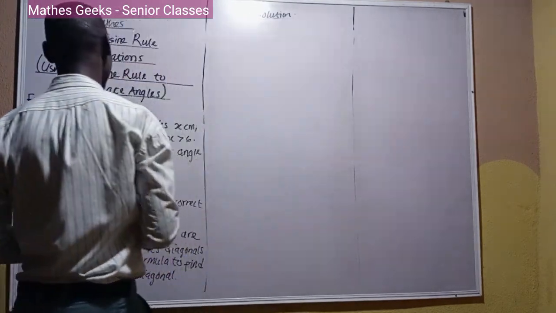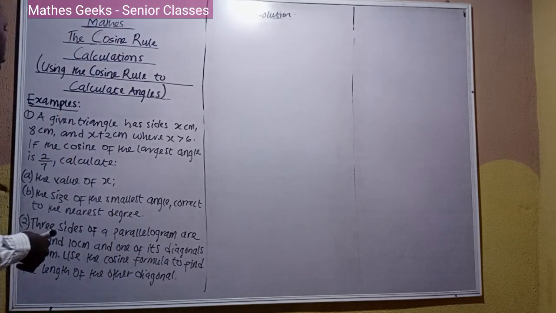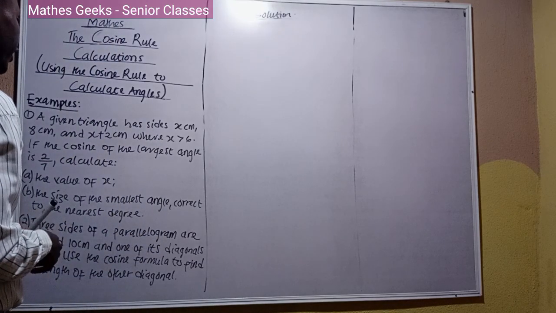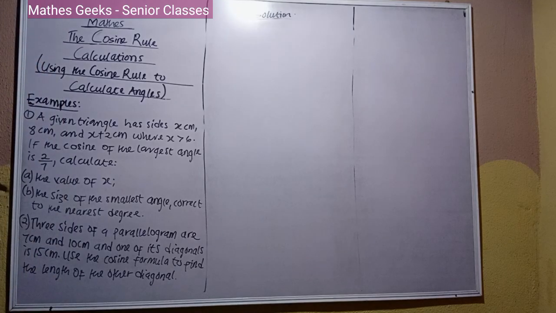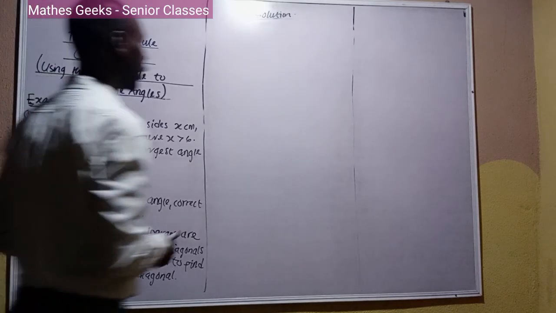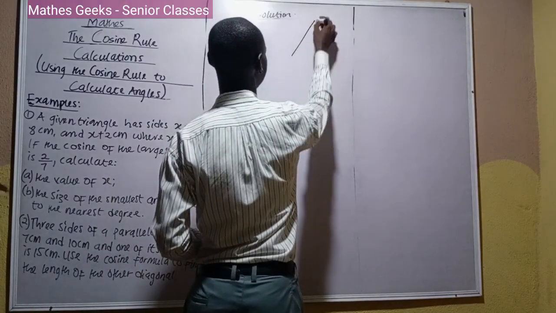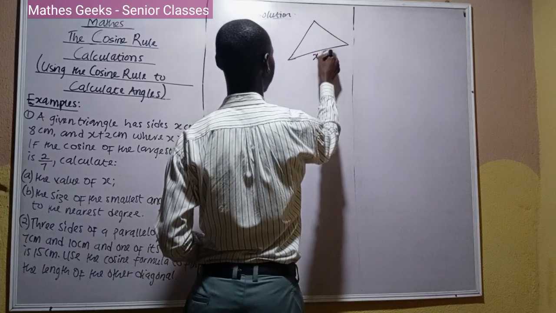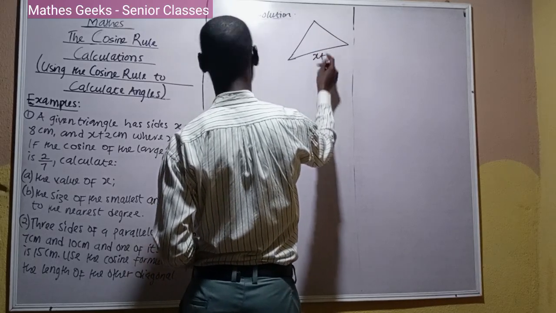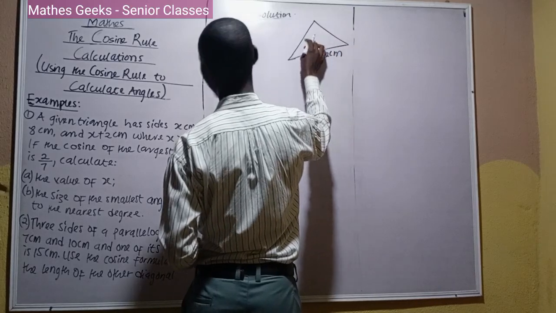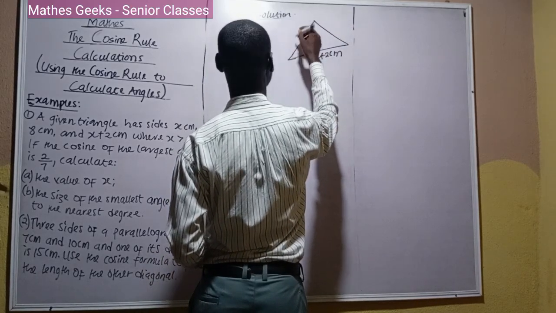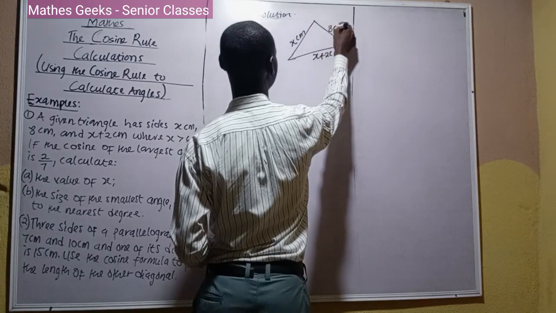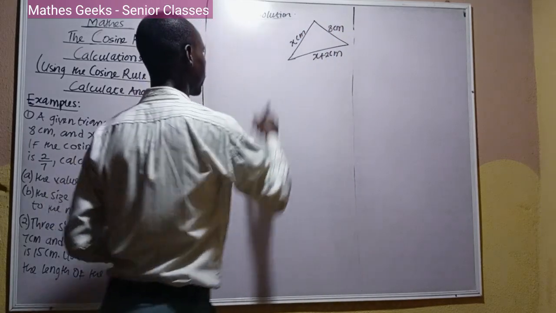So, a given triangle has sides x cm, 8 cm, and x plus 2 cm, where x is greater than 6. If the cosine of the largest angle is 2/7, calculate A, the value of x, and B, the size of the smallest angle, correct to the nearest degree. So let's sketch our diagram. The sides are x plus 2 centimeters, x centimeters, and 8 centimeters. So let's call it ABC.